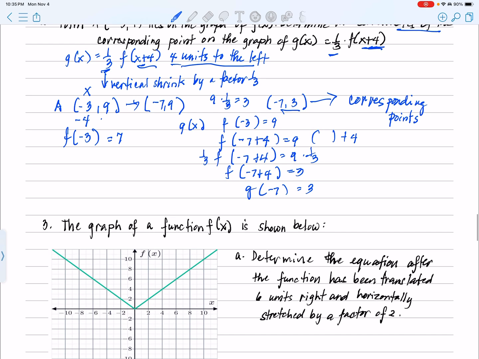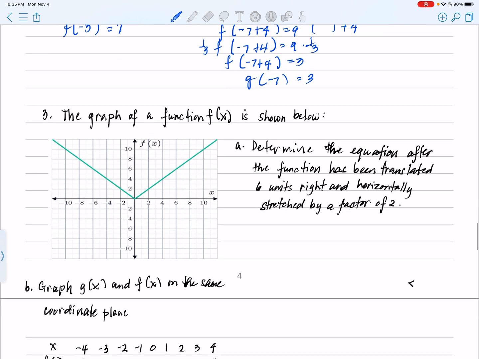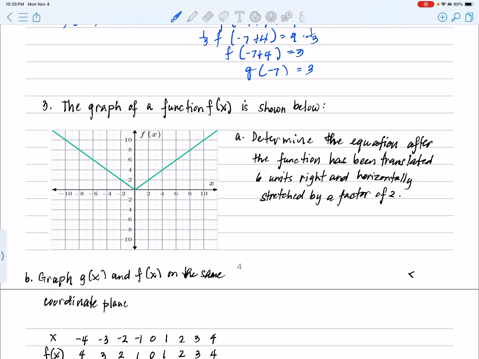All right, let's do this. The graph of the function f is shown. So we could tell right away that this is an absolute value. You are asked to determine the equation of the function that has been translated 6 units to the right and horizontally stretched by a factor of 2.